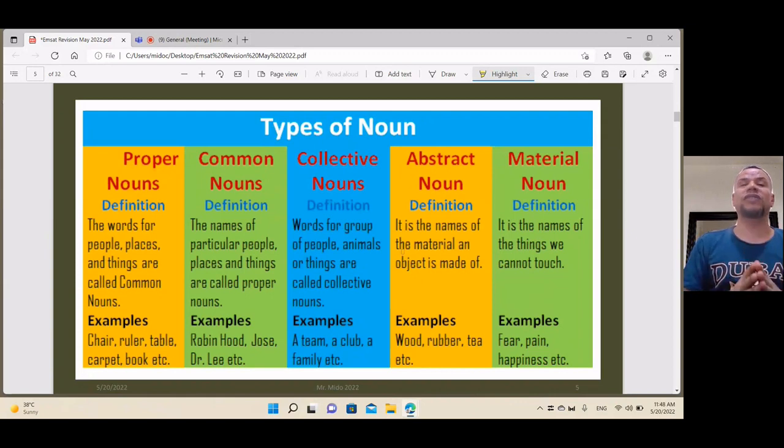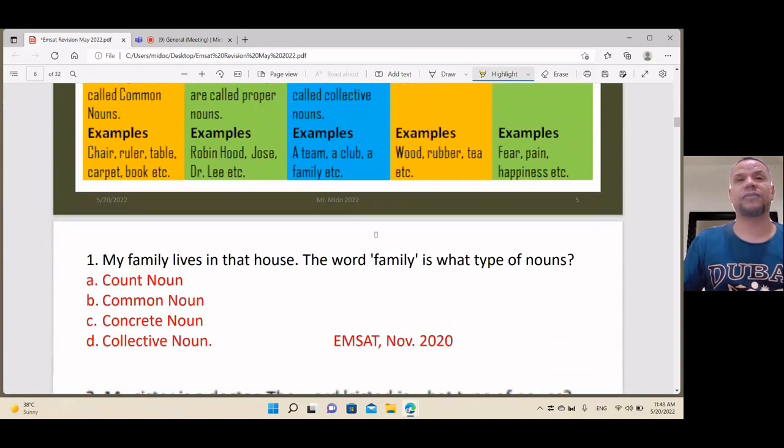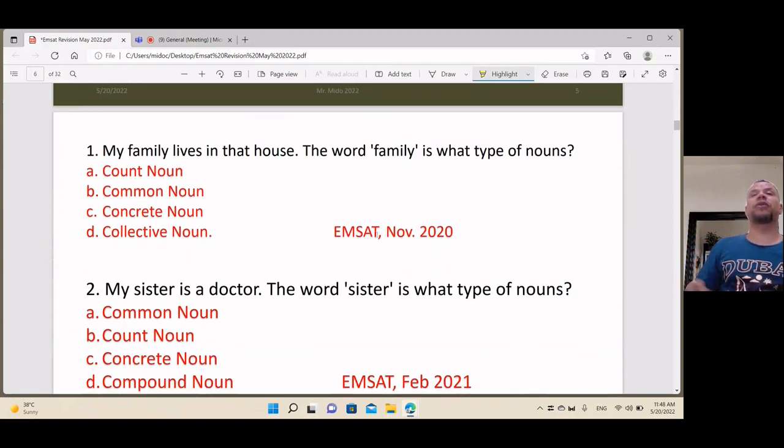Let's see some questions, real questions from real EmSAT tests in 2020, 21, and 22. Let's see EmSAT November 2020. We have a question here. My family lives in the house. The word family is what type of noun? Family.